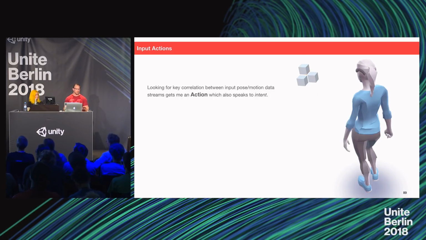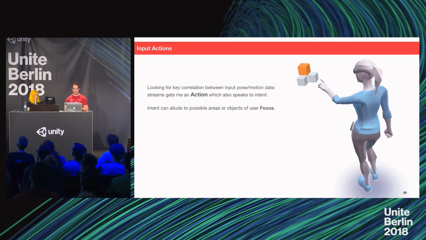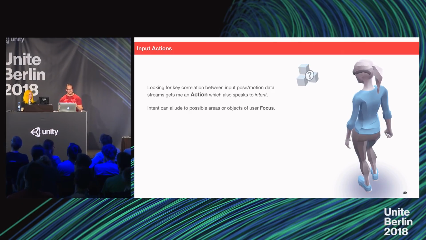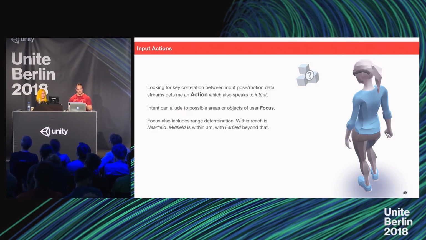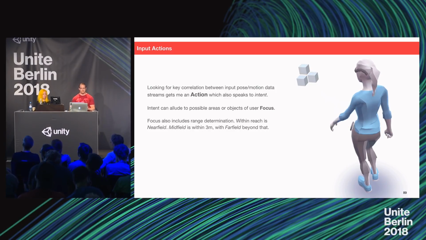So now that we have pose and motion information, we, again, like I said, look for key correlation between all of these streams and figure out what the action is. That gives me the intent. So in a particular case, the user might be targeting. At that point, I also can start to allude to what the focus is. And the more inputs that I get and start to analyze, the more I can disambiguate what the focus is more directly. And at that point, I can also start talking about range. Is it in the near field, the mid field, the far field? The reason we split this up is because in the end, we're going to generate a fairly intelligent contextual, let's say, targeting vector for the user.